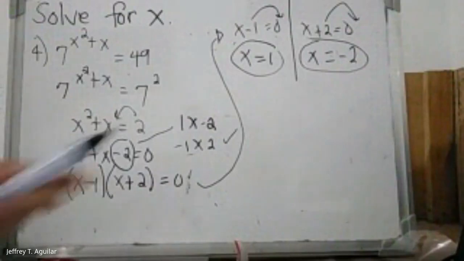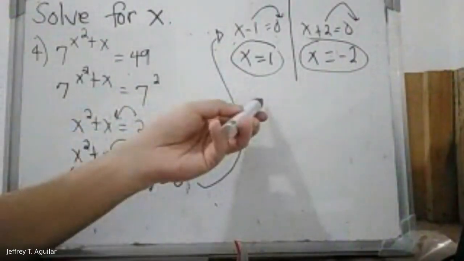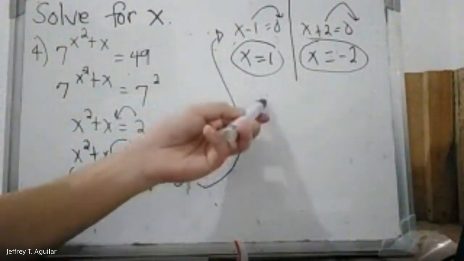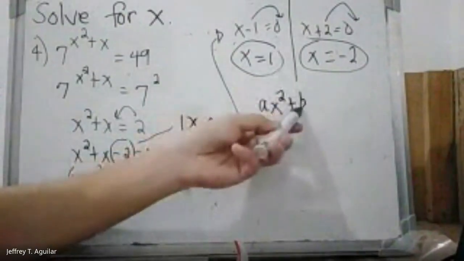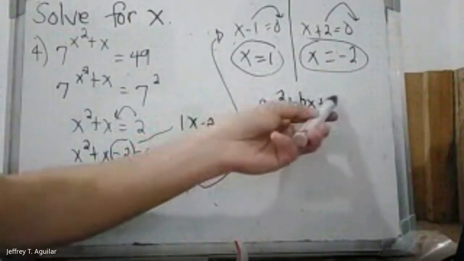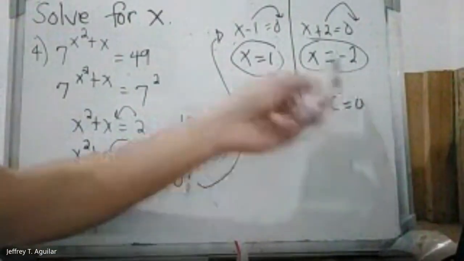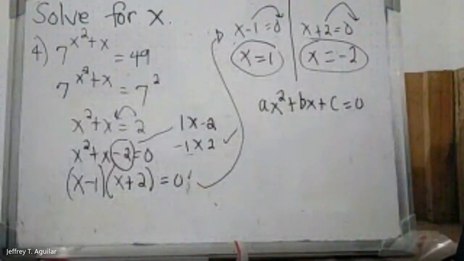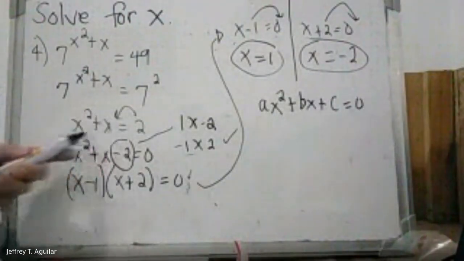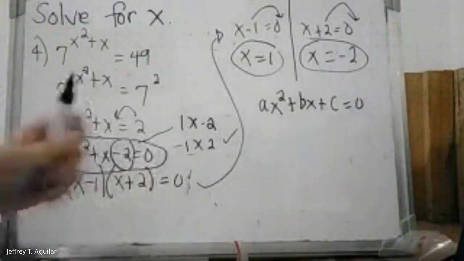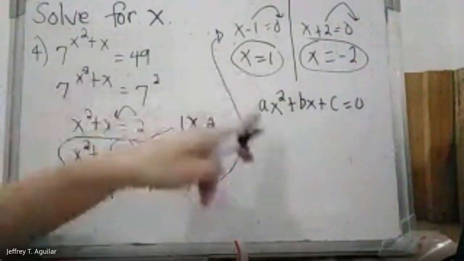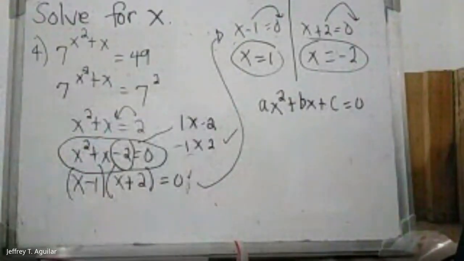If you're going to ask me, can we use the quadratic formula? Yes. But make sure that it will follow from the standard form equation as what I have said a while ago, which is ax squared plus bx plus c equals 0. So we have to base it from here. This is the second way in finding your answers by using the quadratic formula.